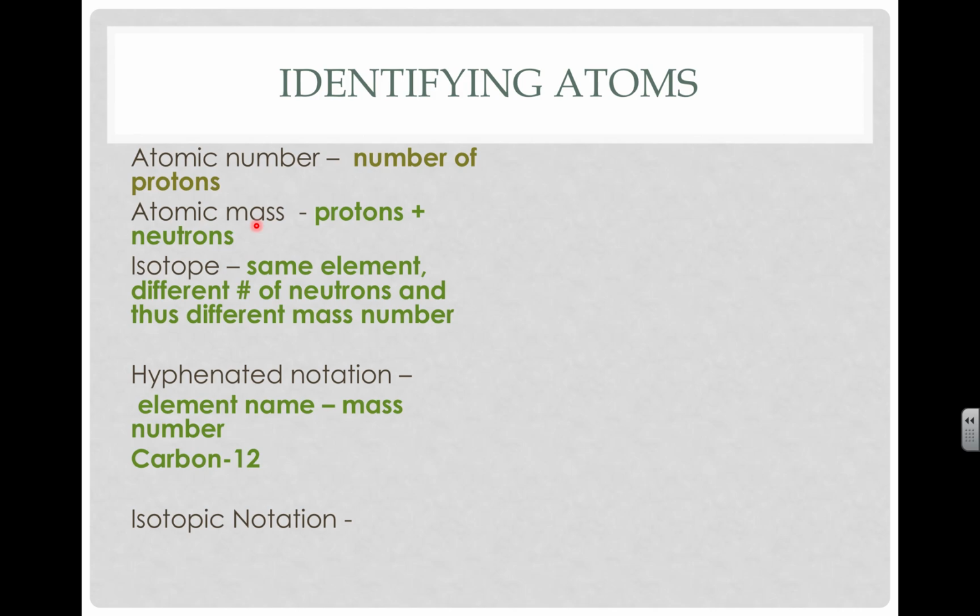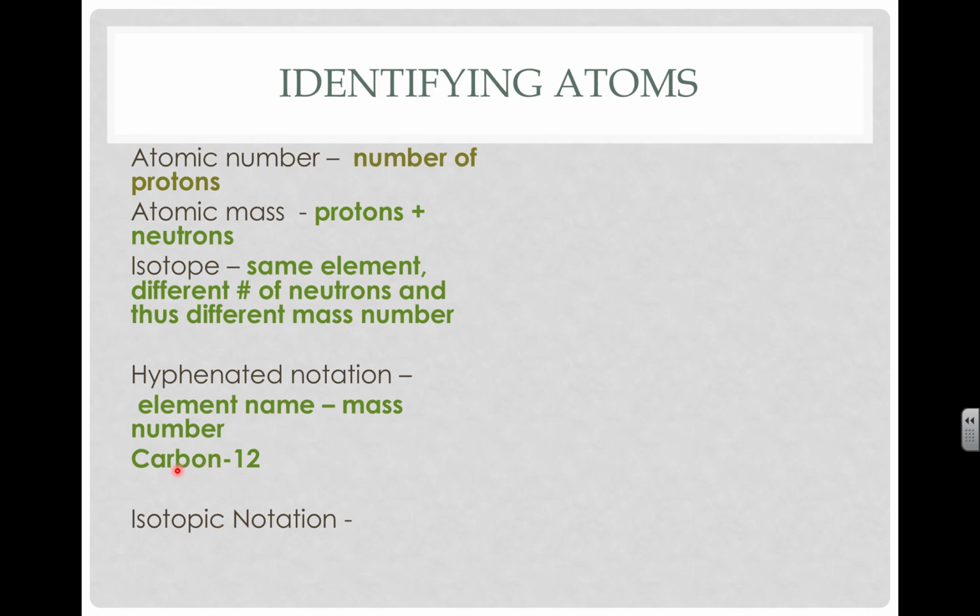You may have heard this as the mass number, but IB likes to call it the atomic mass. The isotope. An isotope is the same element with different numbers of neutrons. Thus, they have different mass numbers. So the same number of protons, but different numbers of neutrons. And there's two ways to write isotopes. There's either the hyphen notation here, or the isotopic notation, or nuclear notation.